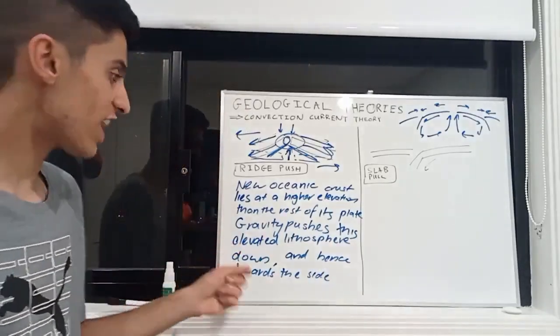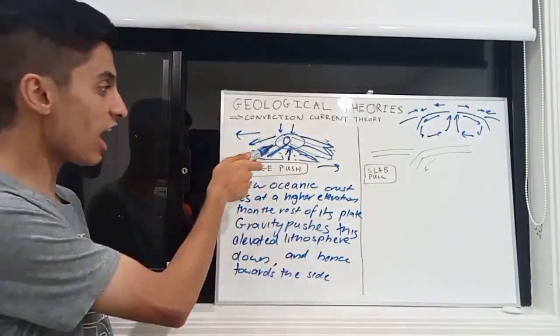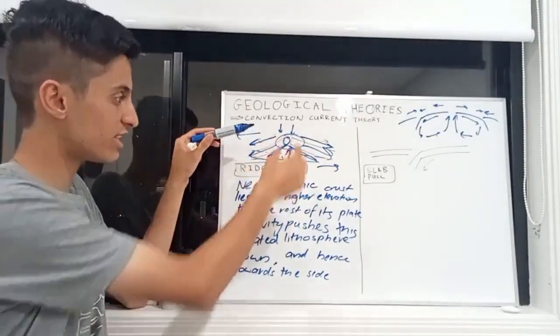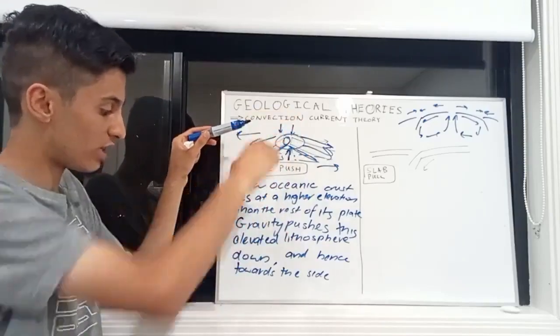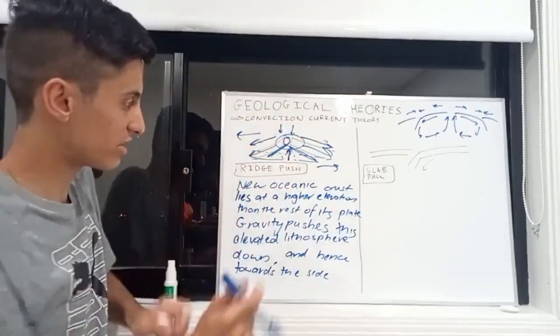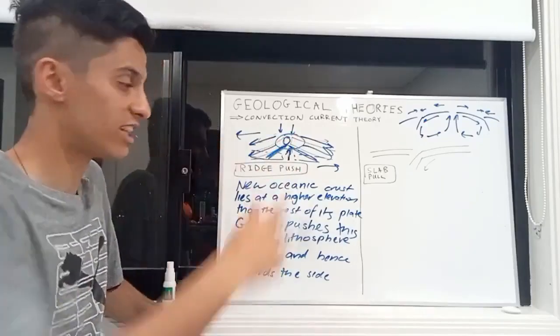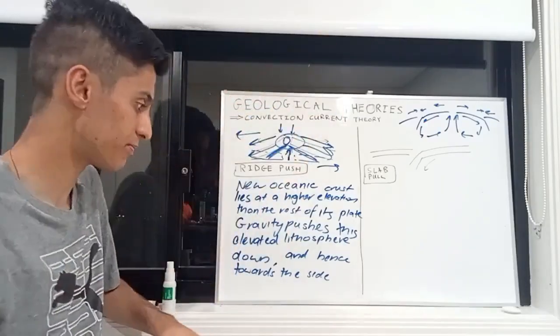So, new oceanic crust lies at a higher elevation than the rest of its plate. Gravity pushes this elevated lithosphere down and hence towards the sides because of the magma which takes up the spot, and it's not allowing the plate to just directly push down.